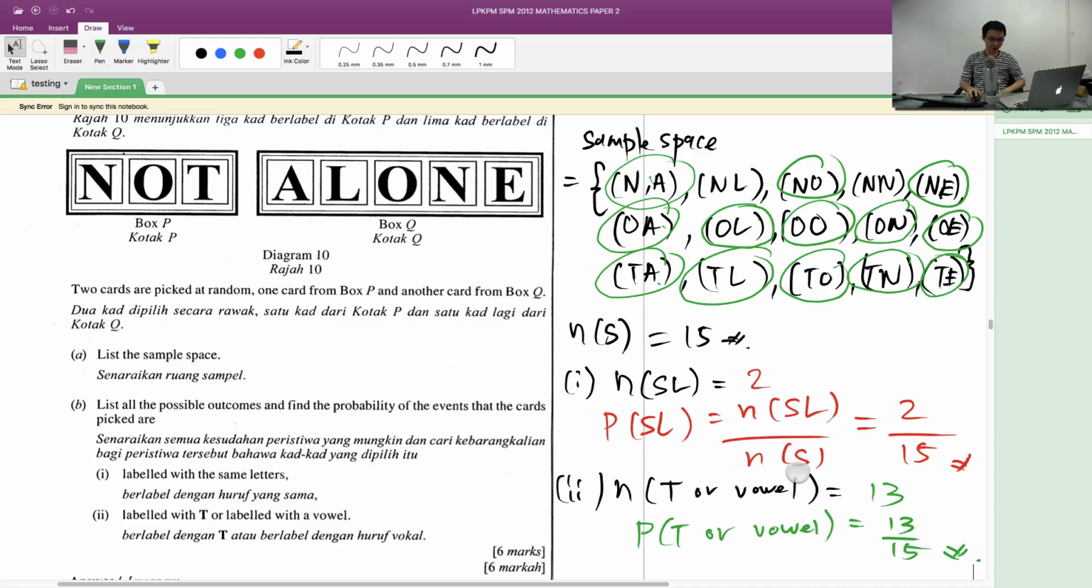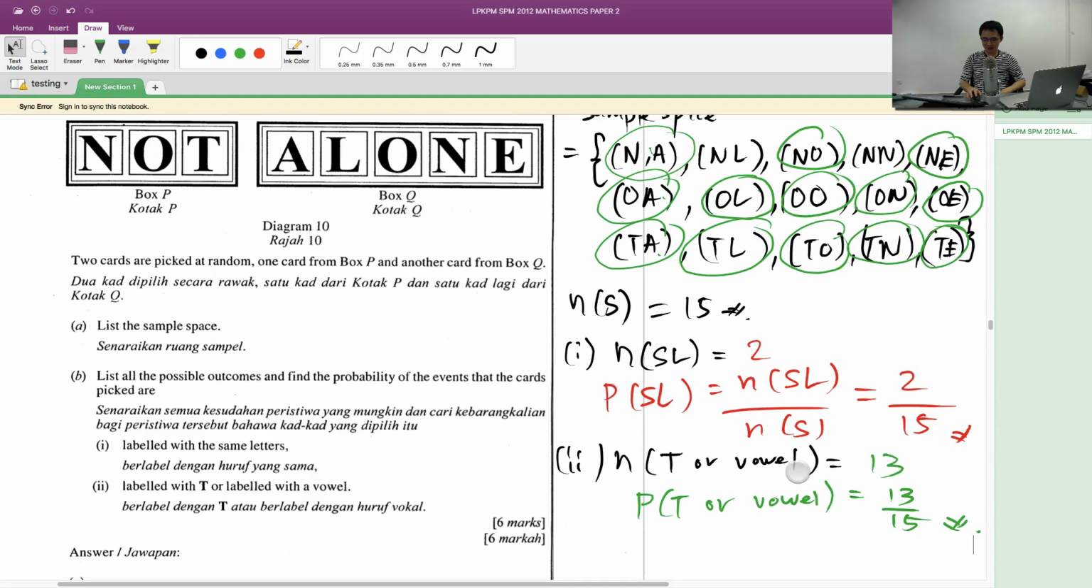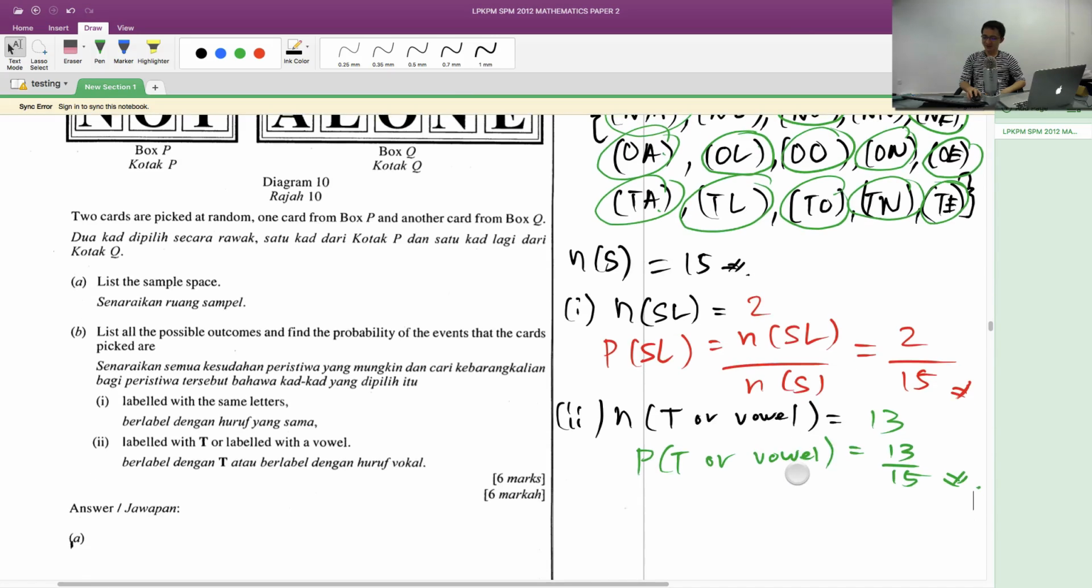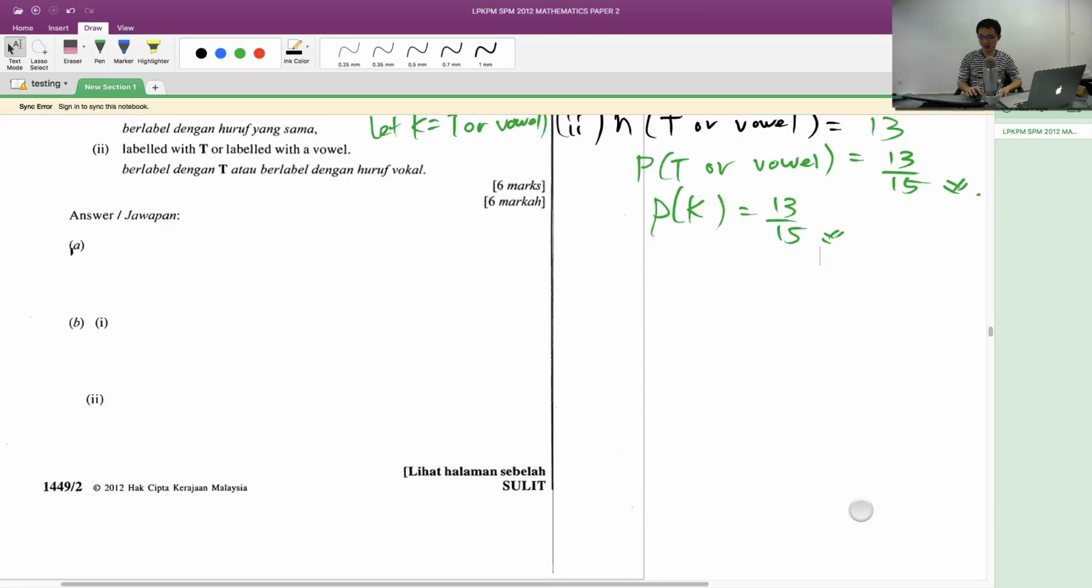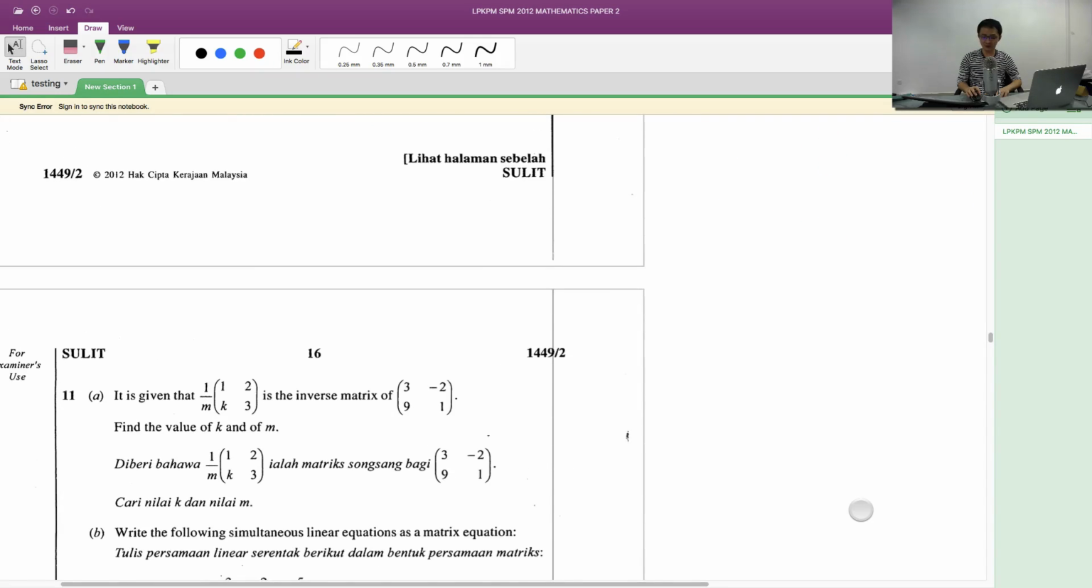So, can we not write long words? Okay, I guess you can. If you write the probability, you definitely need to write something inside the probability, right? Unless you already let k equal T or vowel, then you can say probability of k equals 13 over 15. But if you ask me, I recommend you just copy everything there. It won't take you a lot of time, and it's very easy for the examiner to mark also.